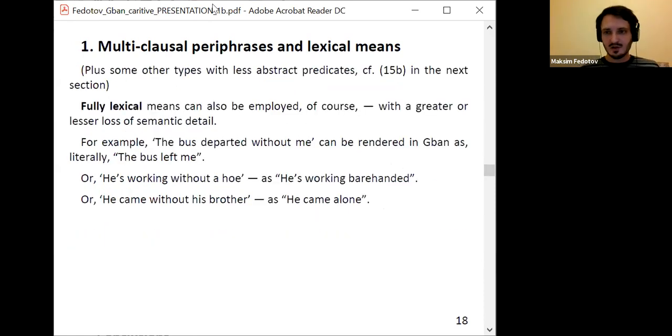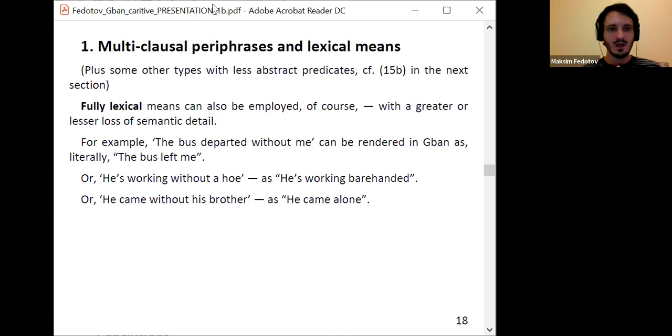Plus, there are, of course, some lesser types, and the real data is very various, and there are more types. I just can't show them all to you in this talk. And also there are just fully lexical means. Of course, they can also be employed with a greater or lesser loss of semantic detail in that case.